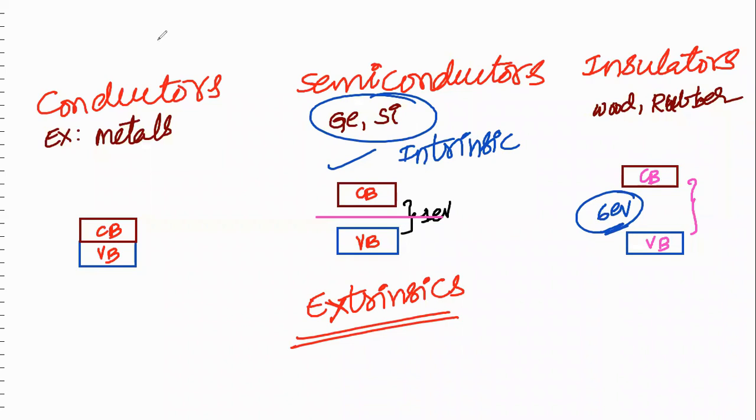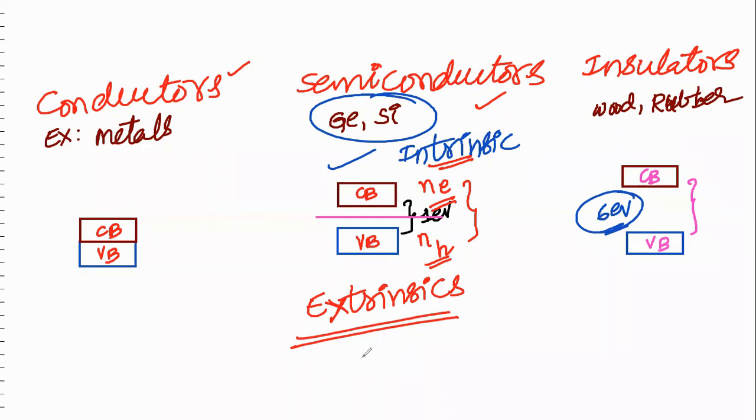In the pure form of the semiconductors, in the case of metal conductors, electrons are the charge carriers. In the case of semiconductors, electrons and holes are the charge carriers. So in the pure form of semiconductors, the number of electrons in the conduction band will be equal to the number of holes in the valence band. In the pure form of germanium or silicon, that is, in the case of intrinsic semiconductors, the number of holes in the valence band is equal to the number of electrons in the conduction band. So this will be the same.